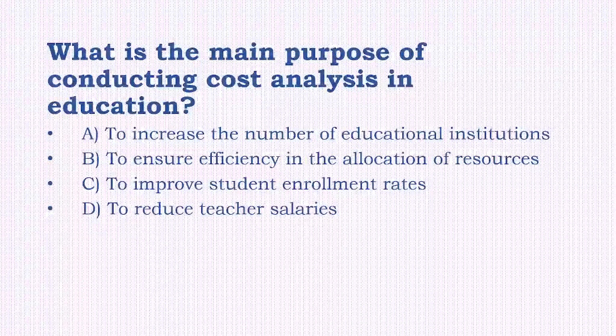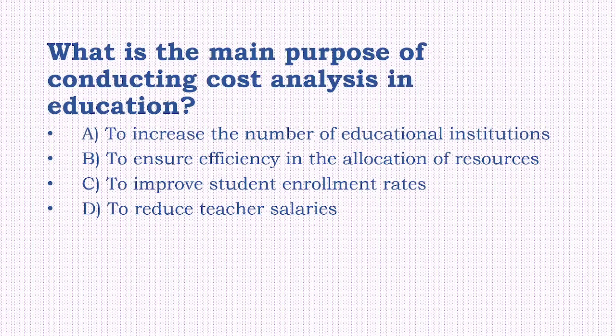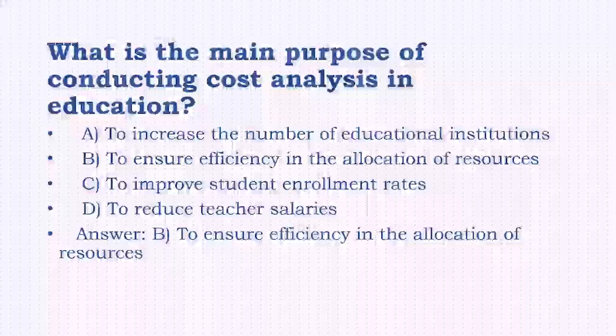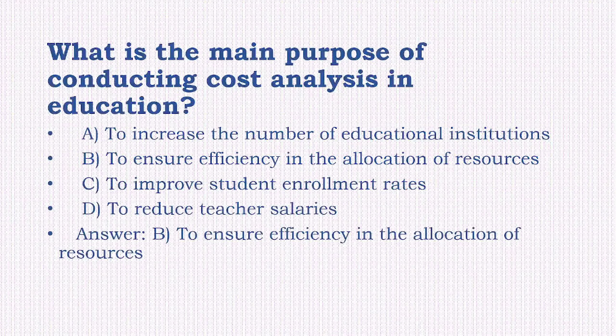Options: to increase the number of educational institutions, to ensure efficiency in the allocation of resources, to improve student enrollment rates, to reduce teacher salaries. Answer of this question is option B, that is to ensure efficiency in the allocation of resources.